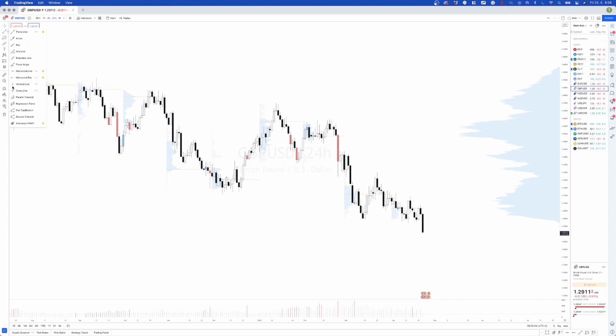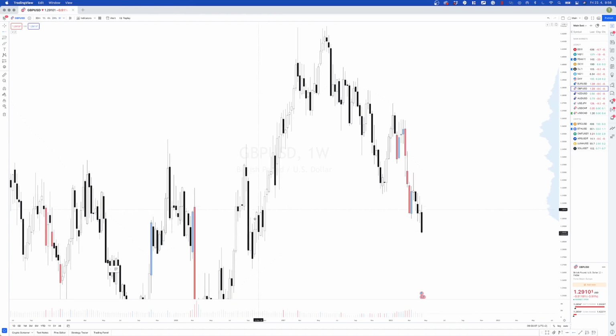It's once again fairly simple. If you take a look on a weekly, there is this weekly cluster structure. In here you have this weekly bullish engulfing candle.